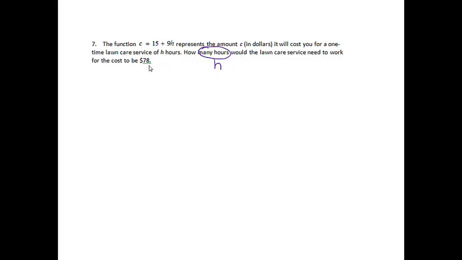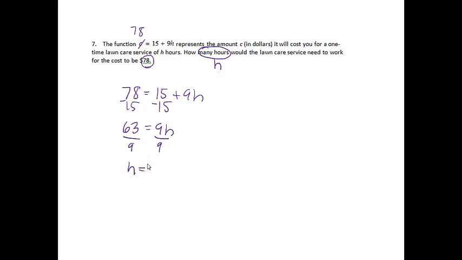They already gave me an equation. I just know the cost is 78, which means I'm going to go up in the cost spot and put 78. So now if I rewrite that, I'm going to have 78 equals 15 plus 9H. I can now simply solve this for H, and I'll have my answer. So to solve this for H, I will first of all subtract 15 from both sides. That's going to give me 63 equals 9H, and then I'll divide both sides by 9. And so I'll get H equals 7, and then answering my question, how many hours would they need to work? They would need to work 7 hours.